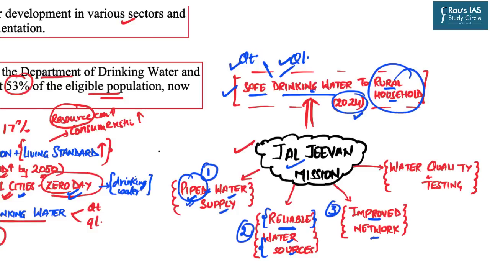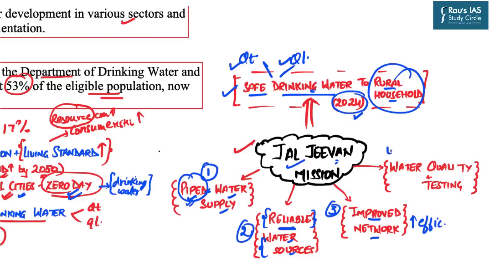The third important component is improved networks. Because we all understand that yes, presently also there are certain rural areas whereby the piped networks are still there. But this Jal Jeevan Mission is also focusing on increasing the efficiency of the existing networks in those areas.